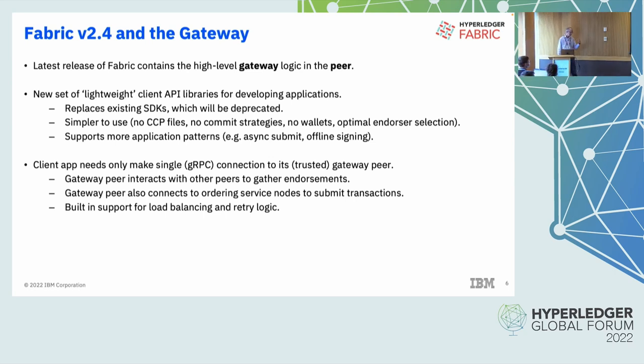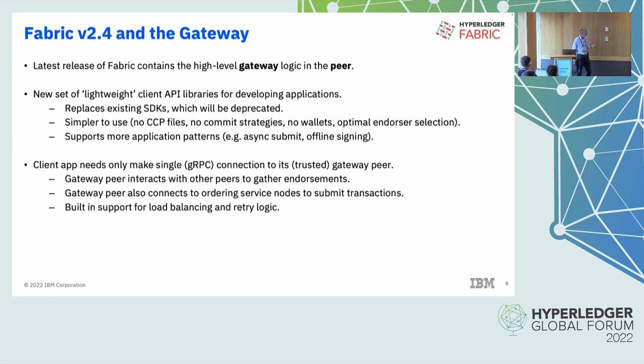One of the benefits now of the gateway being in the peer itself is that the client application only needs to make one single gRPC connection into that peer, the gateway peer, the chosen peer, a peer that you trust, to run this transaction lifecycle on your behalf. And then the peer itself will make connections to all of the other peers in the network, and also all of the ordering service on your behalf.